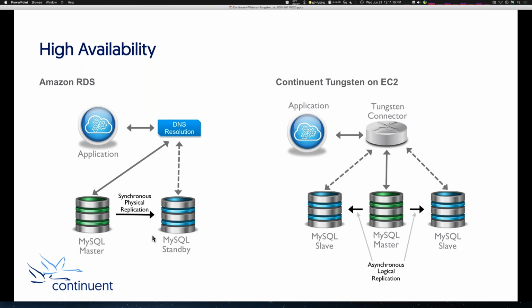Tungsten, on the other hand, uses what's called a connector. It's an intelligent proxy. And when your applications connect, the connector is responsible for rerouting the traffic, not the application. So if the master should fail, the application will automatically be sent over to the newly promoted slave. And that's a significant savings in terms of customer perception time, everything.